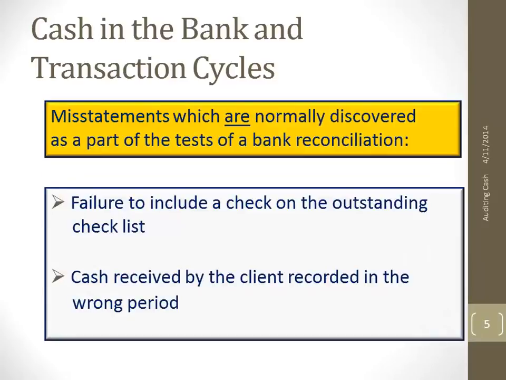Other types of misstatements which would normally be captured or discovered as a result of doing a bank reconciliation is whether or not there was a failure to include a check on the outstanding check list, right? Because if you issued a check, eventually it's going to clear the bank, right? And so you will see that as a reconciling item between the books and the bank statement.